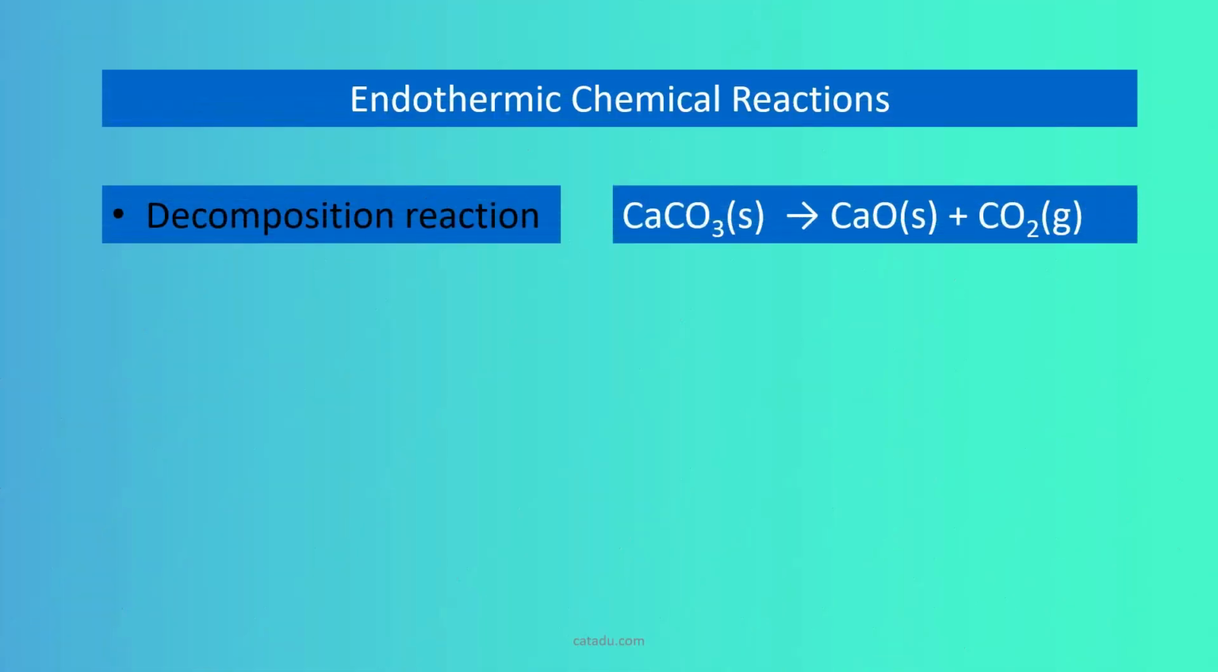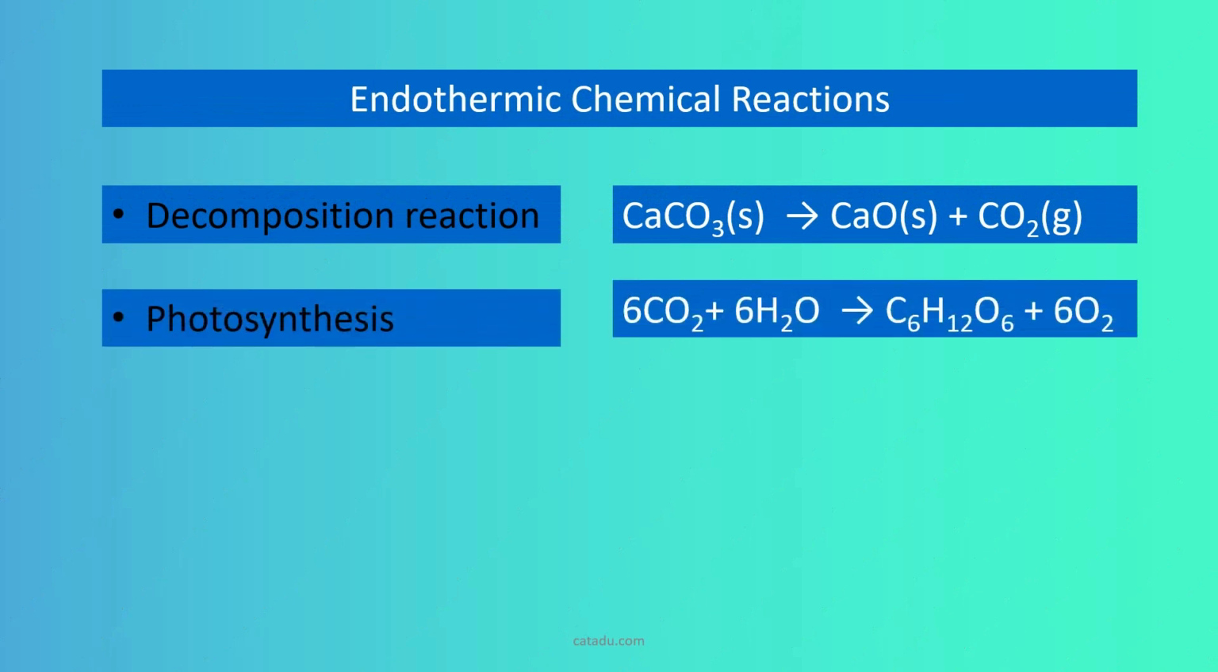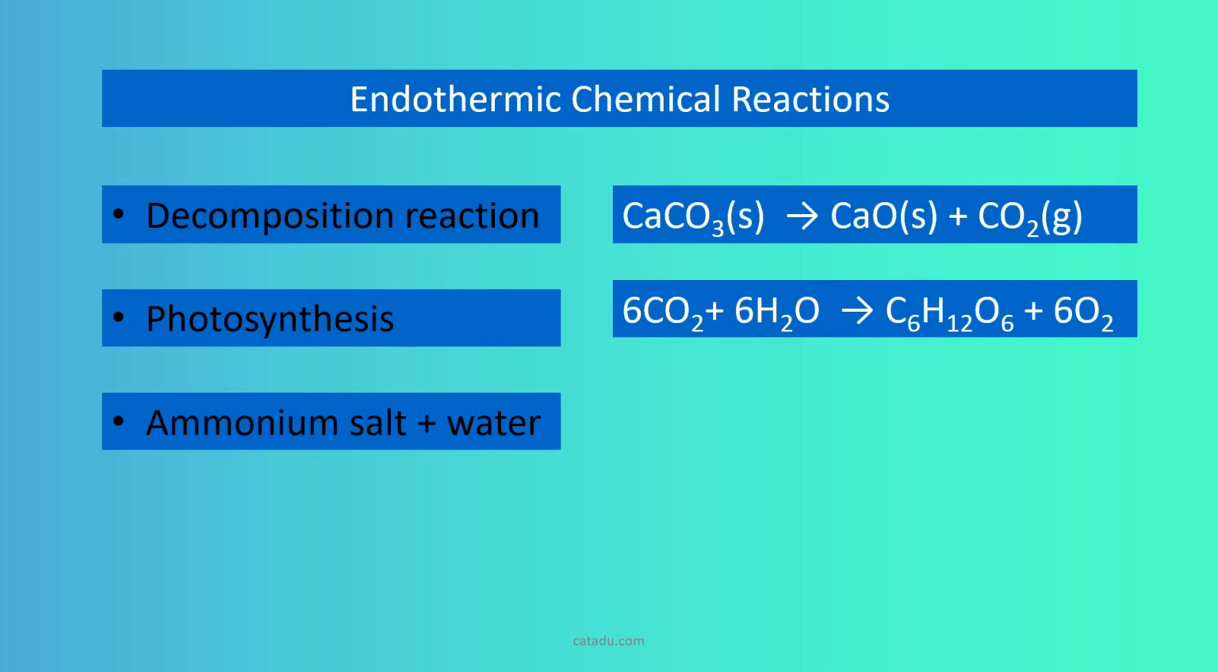Endothermic chemical reactions: decomposition reaction. When we apply heat to calcium carbonate, calcium oxide plus carbon dioxide are produced. Photosynthesis reactions: carbon dioxide and water react in the presence of chlorophyll and heat, and glucose plus oxygen are produced. This is an endothermic system. Similarly, if we add ammonium salt to water, it will be cooler than the surroundings.